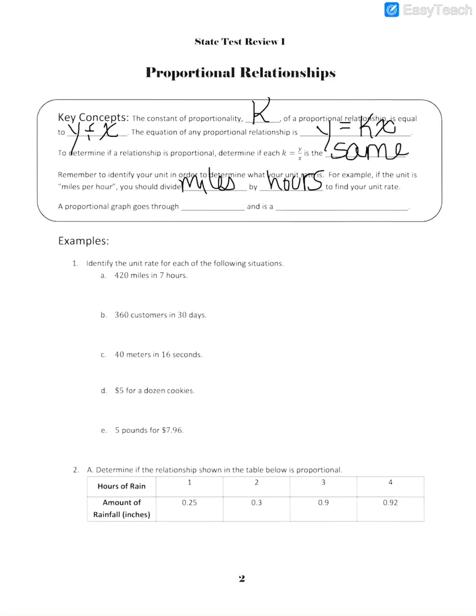A proportional graph goes through 0, 0 and is a straight line. I'm going to apologize for my handwriting on this. I'm writing with my finger on an iPad, so it's not great. All right, let's look at number 1.